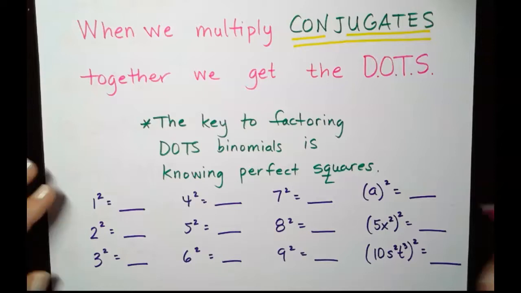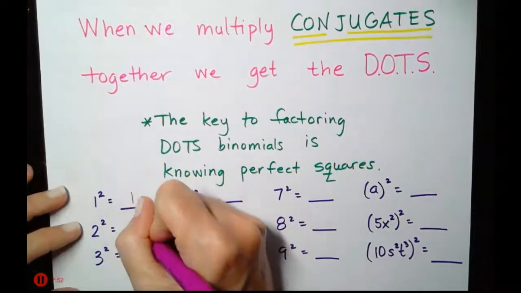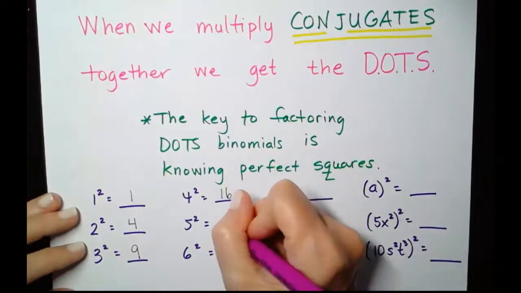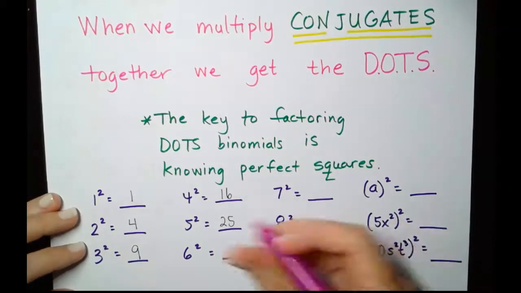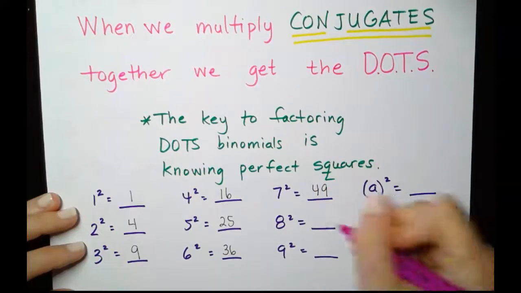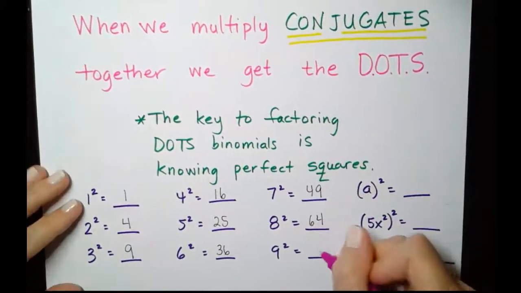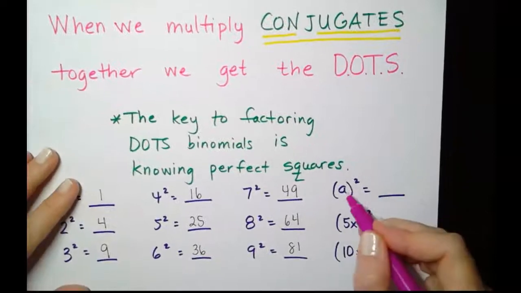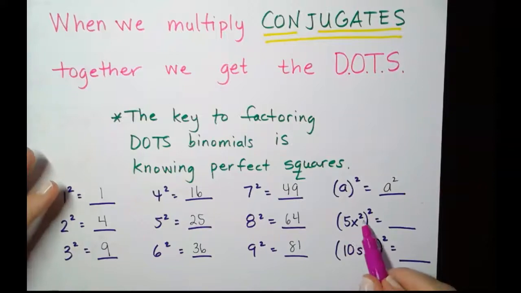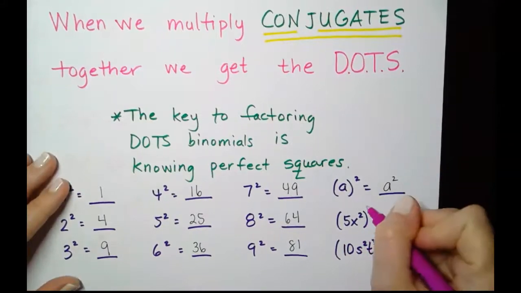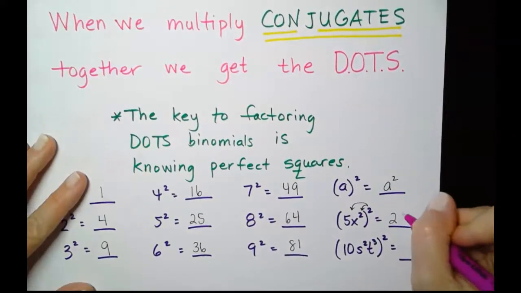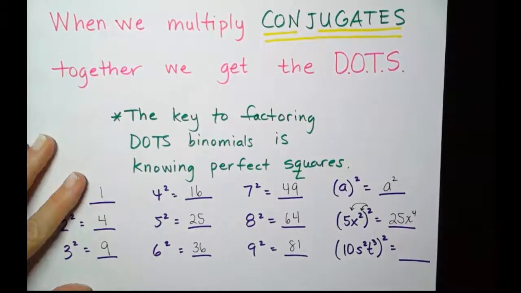So give a quick check. 1 squared is 1, 2 squared is 4, 3 squared is 9, 4 squared is 16, 5 squared is 25, 6 squared is 36, 7 squared is 49, 8 squared is 64, 9 squared is 81, a squared is a squared. 5x squared, squared. Remember, everything inside is getting raised to the second power, will be 25x to the fourth.